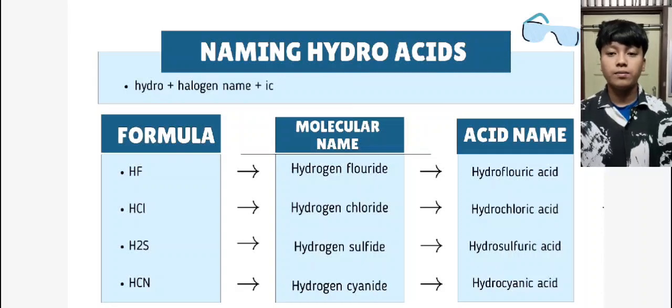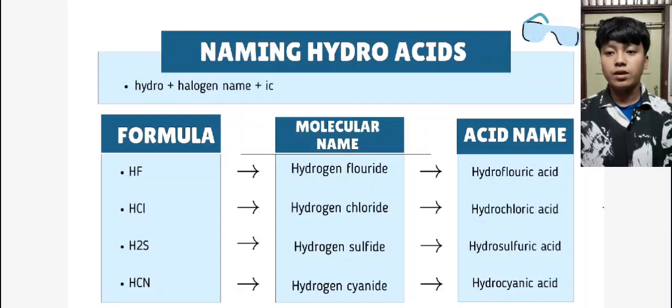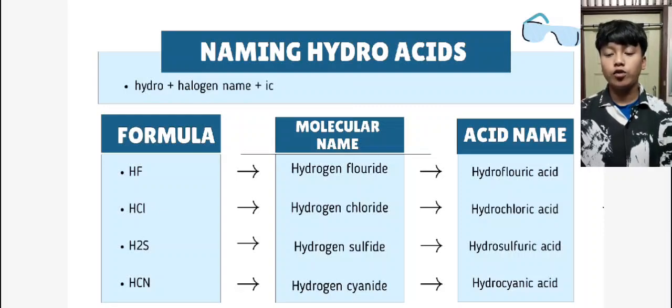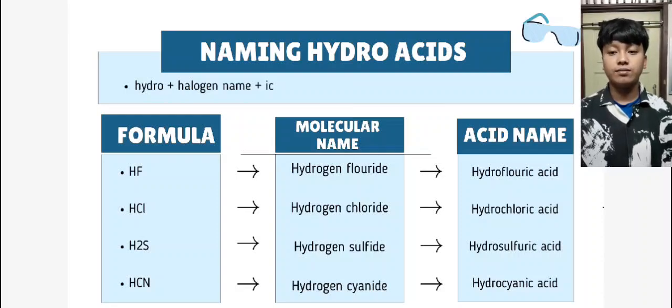The formulas are HF. The molecular name is hydrogen fluoride, and the acid name is hydrofluoric acid. That's only one example. The next one is HCl, which is hydrogen chloride, and the acid name is hydrochloric acid.